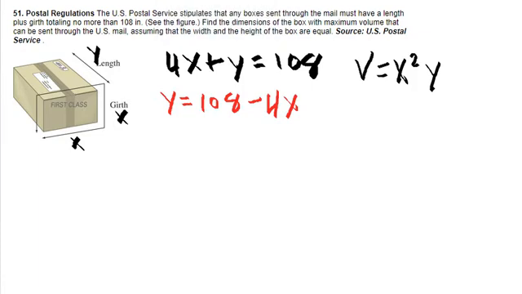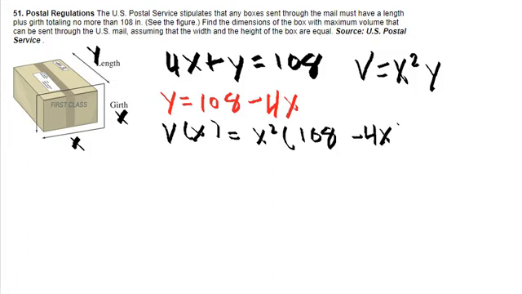Next, we substitute the y variable into our volume equation. So the volume with respect to just a single variable now is V of x equals x squared multiplied by 108 minus 4x, and then we close the parentheses.